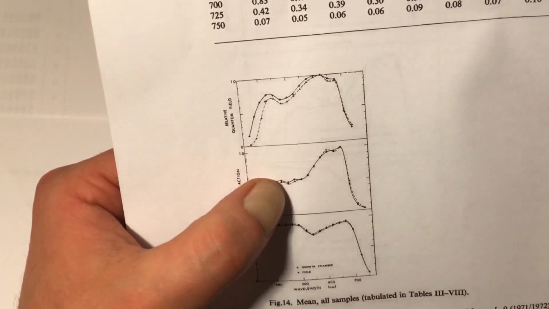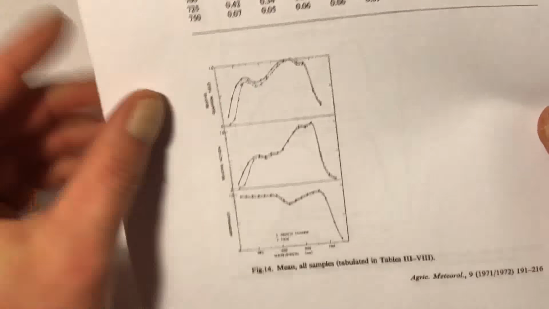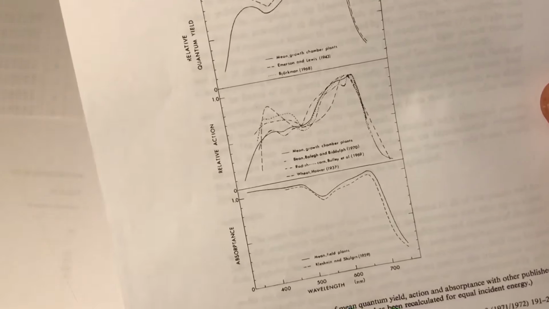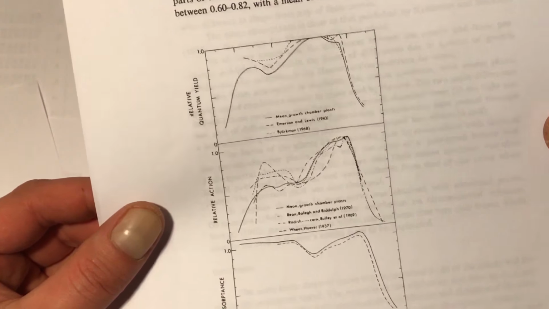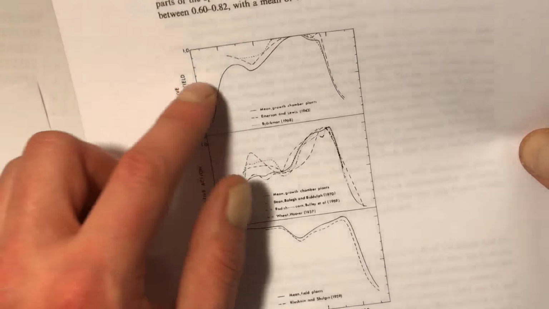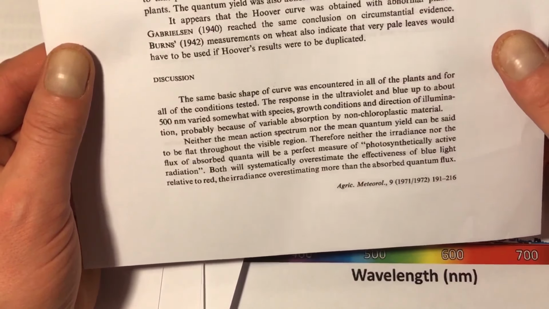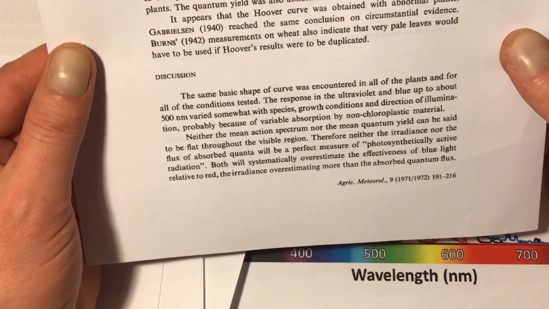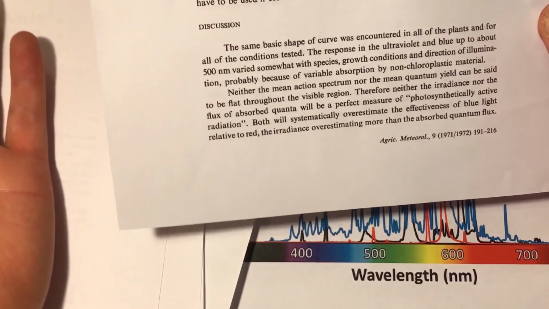So this is the one I'm using right now. I'm not even going to get into details of this one versus this one, why one's more effective than the other when comparing different light bulbs. But anyway, you can see he's also comparing to previous publications and getting a similar trend. Okay, and here's the conclusions. So he says the same basic shape was accounted for in all the plants and for all the conditions tested. So in other words, he's getting good repeatability across the plants.